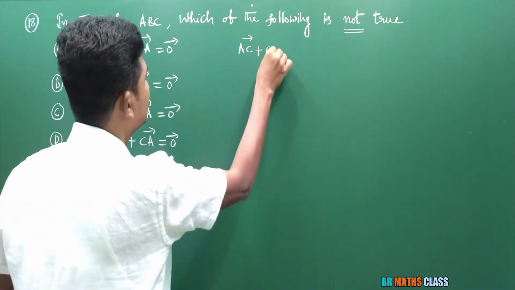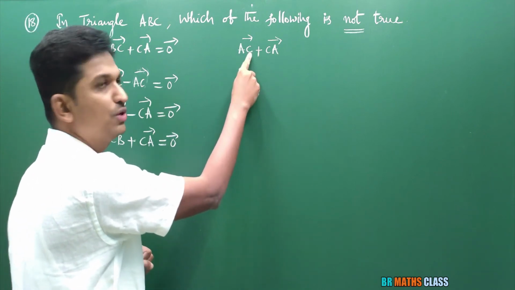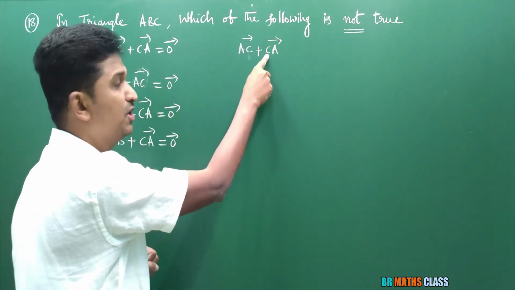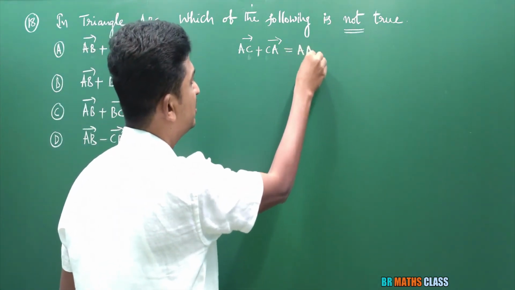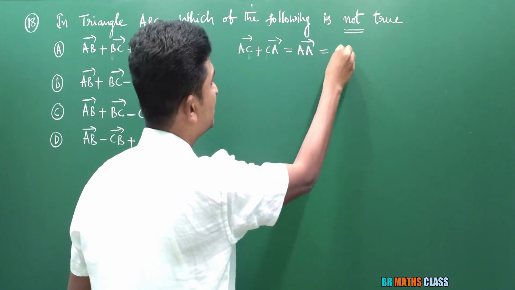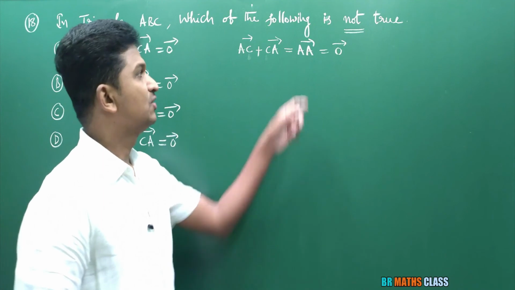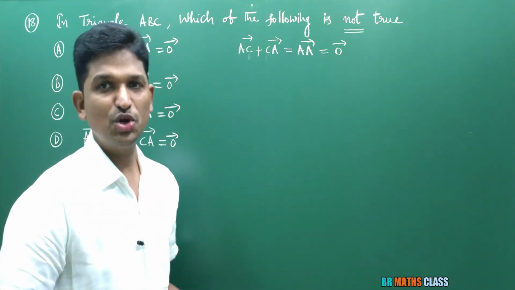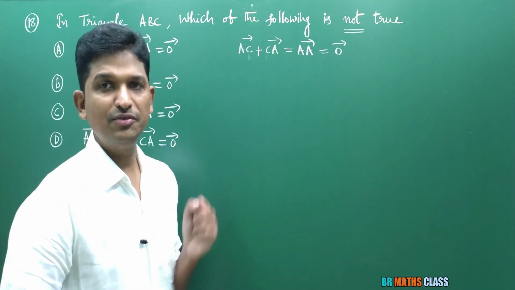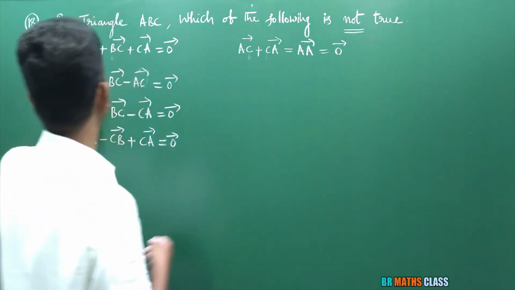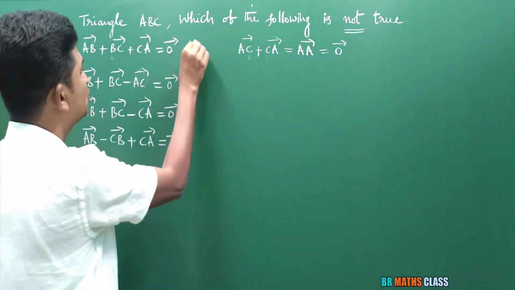AB bar plus BC bar can be written as AC bar. AC bar plus CA bar. You observe this AC bar plus CA bar. Here also terminal point of first vector, initial point of second vector is same. What is AC bar plus CA bar? This is AA bar. You know that zero vector is denoted by AA bar, BB bar, CC bar. They are all the zero vectors. So here AA bar is zero vector, because the initial point and terminal point of the vector coincide. So when I simplify this first option, I got zero vector. That means this is true only.